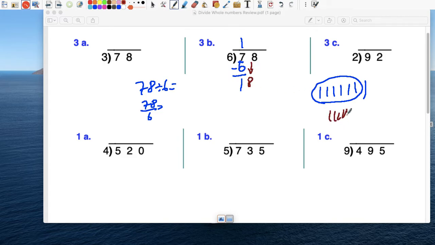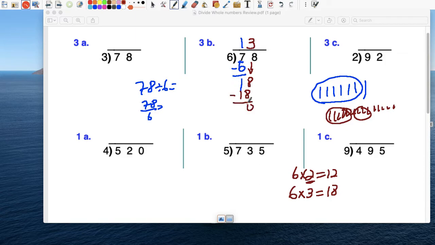And then imagine if you had 18 sticks. How many groups of 6 can I make? Let's start with 2. 6 times 2 is 12. So for sure I can make 2 groups. Let's try 3 groups. 6 times 3 is 18. Oh, I have just enough for 3. So 6 goes into 18 3 times. So 78 divided by 6 is 13.